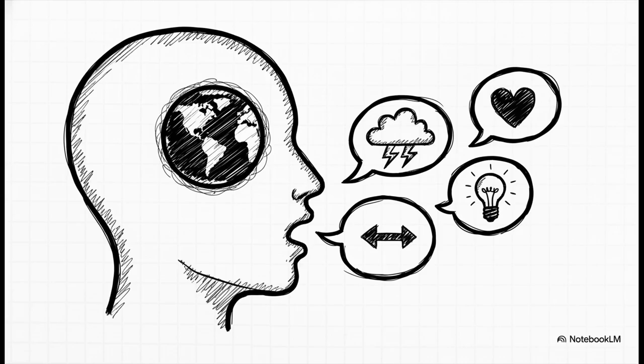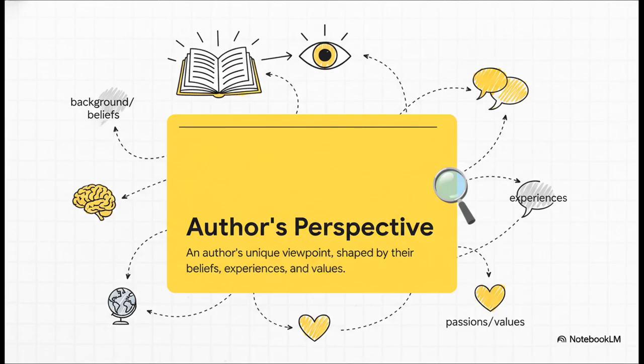The words we pick are like a direct window into how we see the world. And guess what? Authors do the exact same thing. Every single thing you read is coming from someone's unique point of view. So this is what we're hunting for. It's not just about the facts an author presents. We're trying to figure out the lens they're using to show us those facts. It's all their beliefs, their personal history, their values, everything that makes them, them.